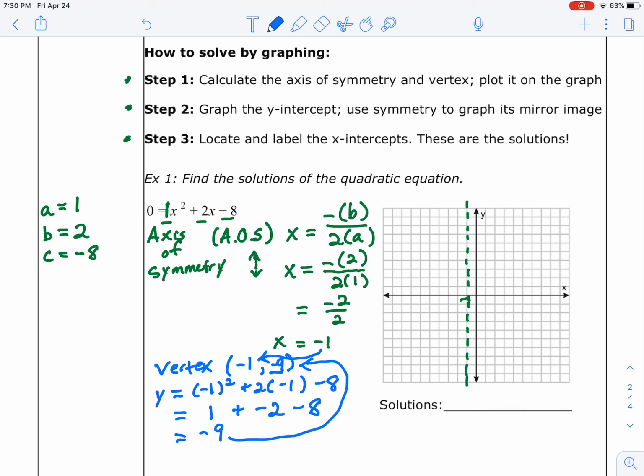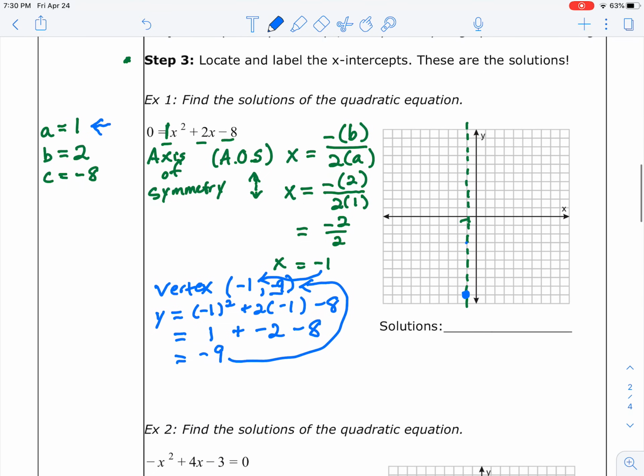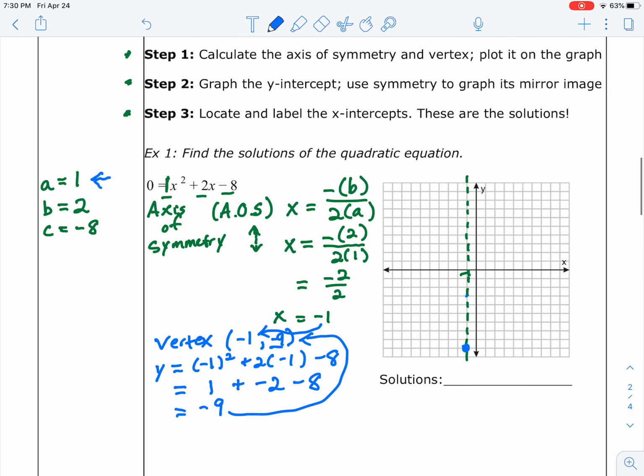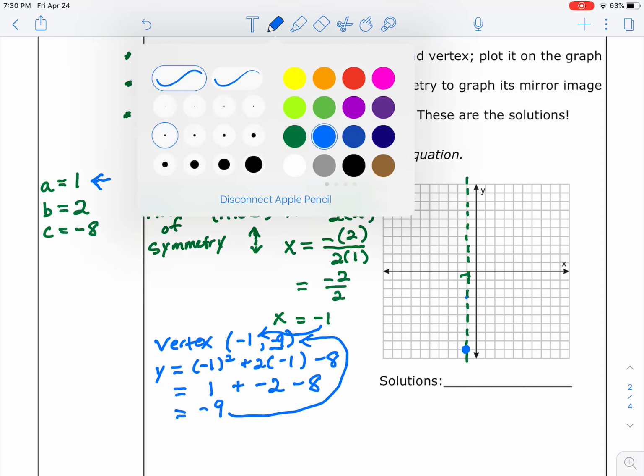So let's plot that on our graph. Negative 1 and negative 1, 2, 3, 4, 5, 6, 7, 8, 9 is right there. Now we know that that is actually going to be the minimum, the bottom of our parabola, because if you look back up here, we know the a value is positive. So we know that this parabola is going to open up. Okay? So the next thing is we're going to figure out the y-intercept.